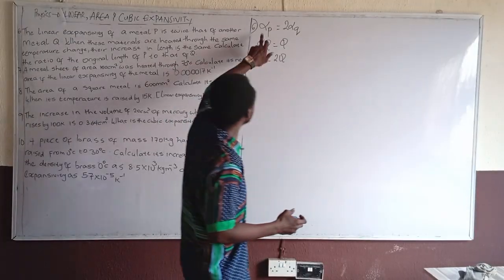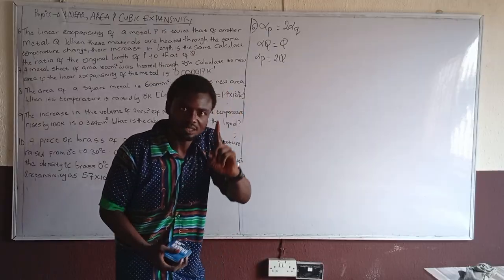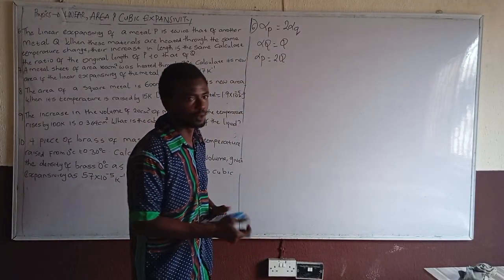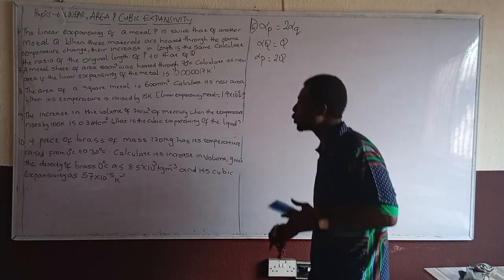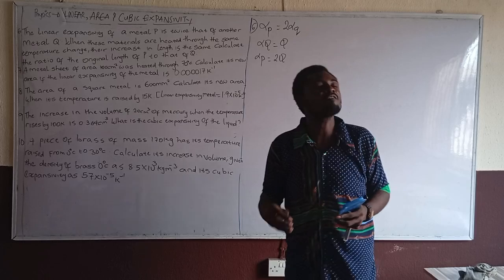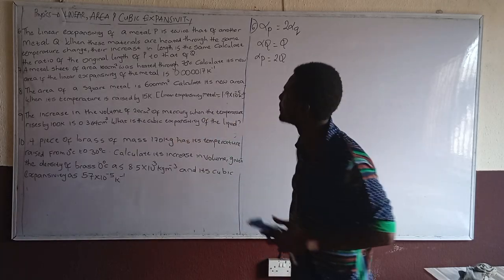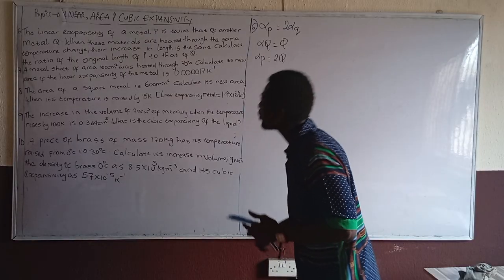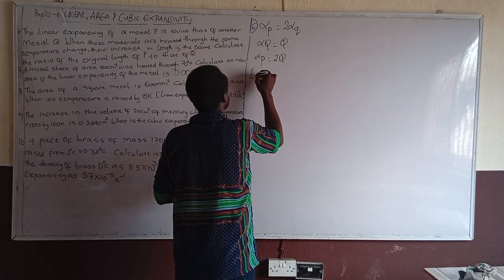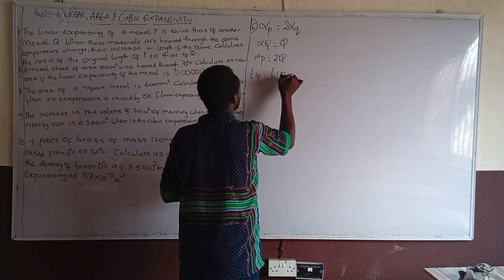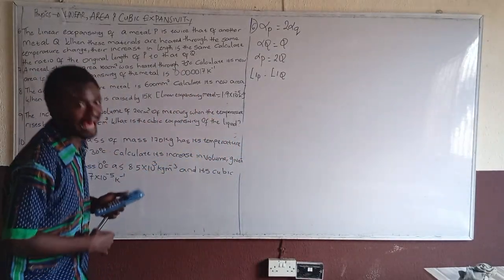Because linear expansivity of P is twice that of Q, which means that for Q it was 1, which is Q, and P was 2Q. Then they said, when these materials are heated through the same temperature change, their increase in length is also the same. Then calculate the ratio of the original length of P to that of Q. So I'm looking for L1 of P ratio L1 of Q.